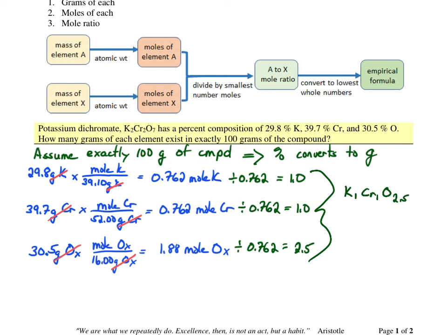Now, we can't use fractions in any of our chemical formulas. They're always the lowest whole number ratio. So in order to get to the lowest whole number ratio here, the easiest thing is to multiply each of these coefficients by 2. So we get K2Cr2O5.